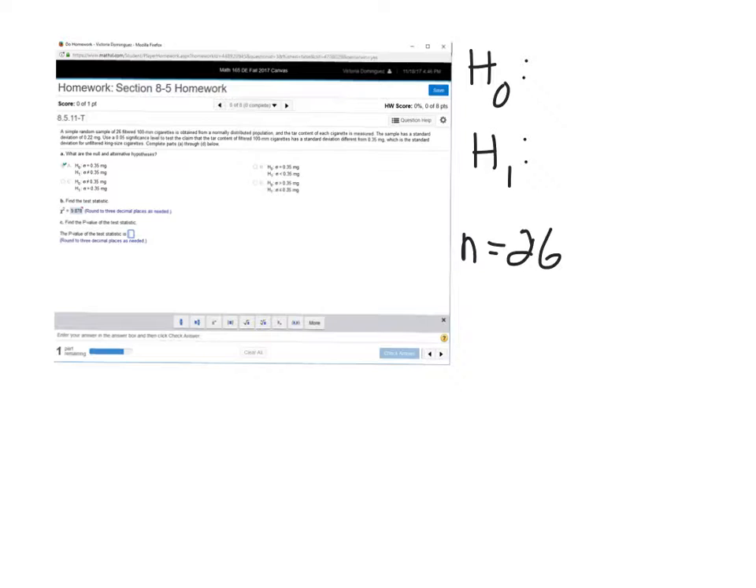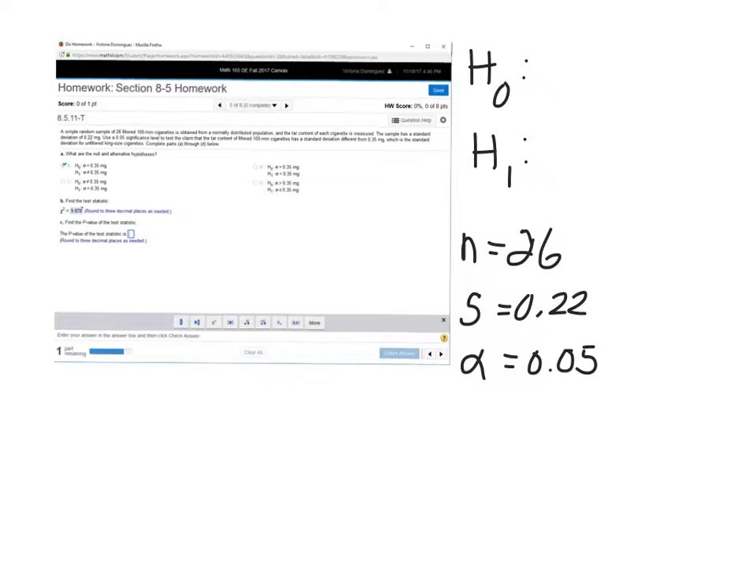And then I want to find the standard deviation of that sample. It says in the second sentence, the sample has a standard deviation, which is s, of 0.22 milligrams. The other number it gives us is the significance level. We call it alpha, and it is 0.05. We'll talk about that in a little bit.